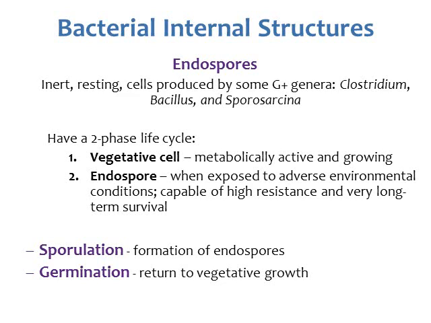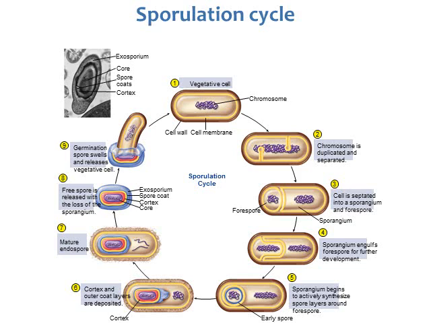So the formation of endospores, when your vegetative cell creates an endospore, it's called sporulation, down at the bottom of the slide. And then germination, I just use this term. This is when your endospore goes through germination and returns to the vegetative state of its life cycle. And this slide is showing this two-stage life cycle.